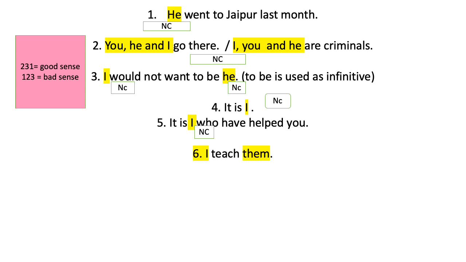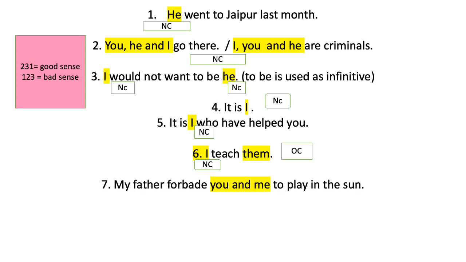Number 6, I teach them. Here, I pronoun is at the place of its subject, so it is a nominative case, whereas them is at the place of an object, so it is an objective case. In number 7, my father forbade you and me to play in the sun. You and me is at the place of an object, so it is an objective case.